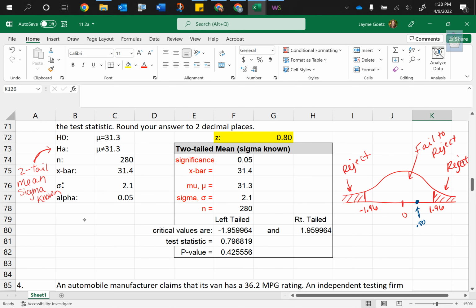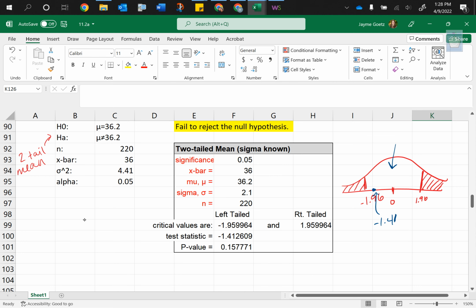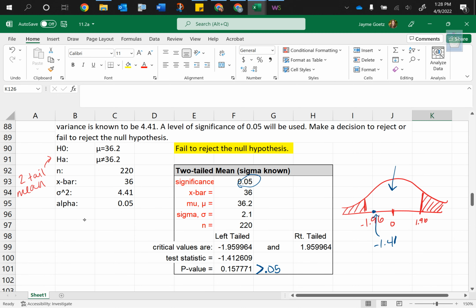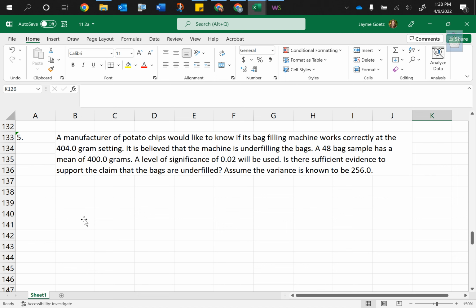All right, let's see if that works again on number 4. On number 4, my p-value is 0.16. My significance level is 0.05. 0.16 is greater than 0.05. If p is high, the null must fly, and that means we fail to reject it, and that's exactly what we came up with. So that's the p-value method. So critical value and p-value method, they give you the same results. It's literally up to you which method you want to solve by.